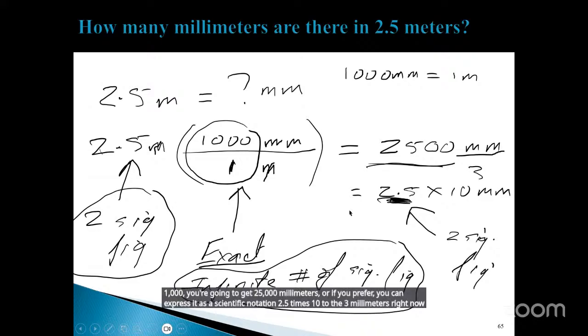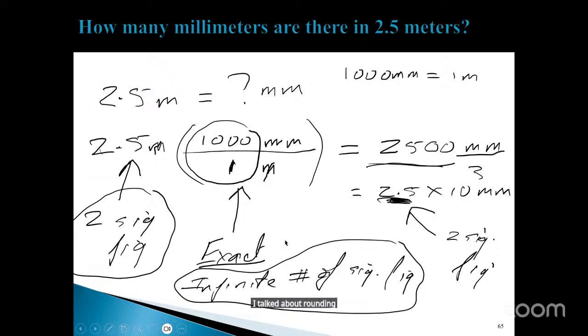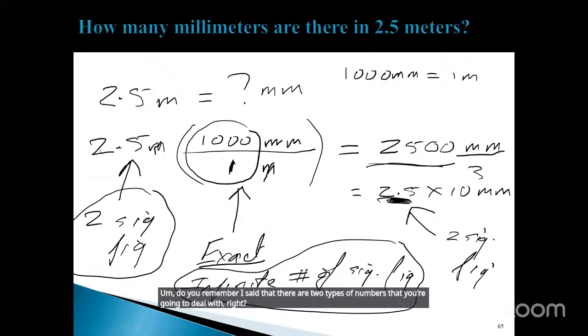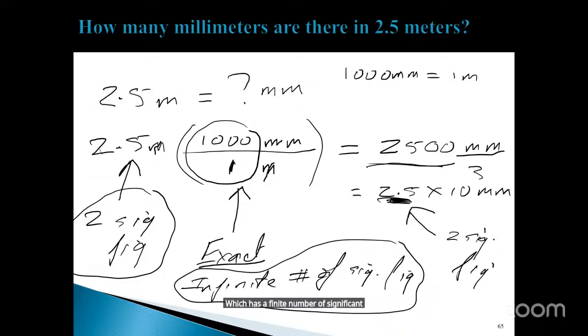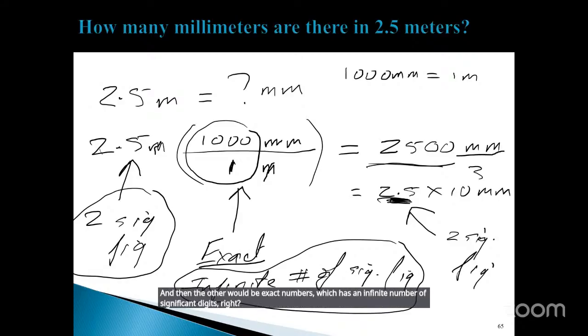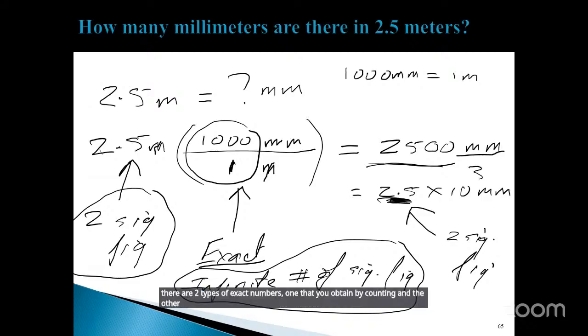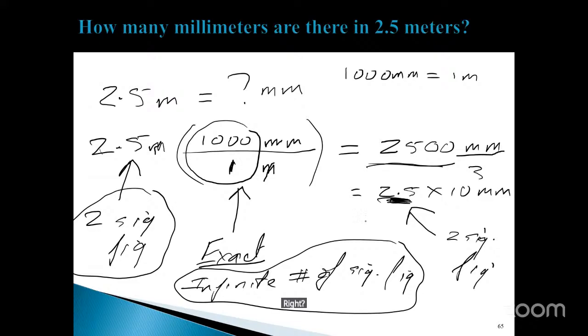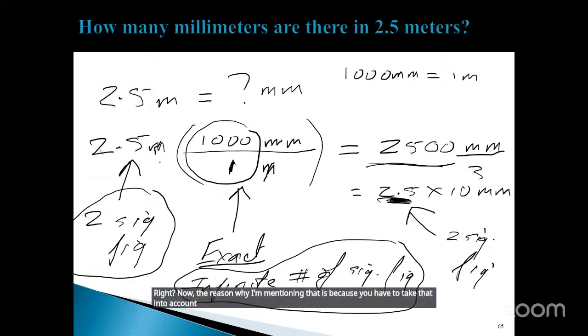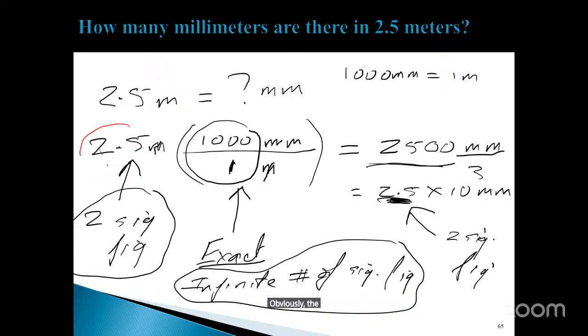Now, one more thing that I need to mention before we leave this example. I talked about rounding off appropriately, right? Remember I said that there are two types of numbers that you're going to deal with, right? One would be the measured numbers, which have a finite number of significant digits, and the other would be exact numbers, which have an infinite number of significant digits, right? And there are two types of exact numbers, one that you obtain by counting and the other by definition, right? Now, the reason why I'm mentioning that is because you have to take that into account when it comes to these problems, right? Obviously, the 2.5 meters here would be a measured number, right?